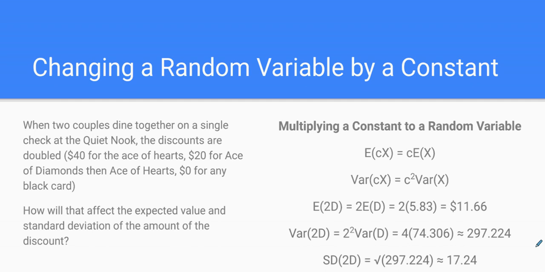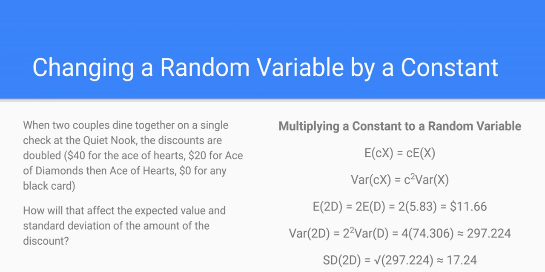But we always want to get to standard deviation from variance. We always want to get to standard deviation from variance if we're dealing with discrete random variables. That's important to remember. Always want to get to the standard deviation from the variance.